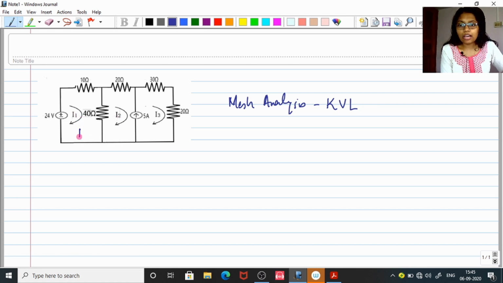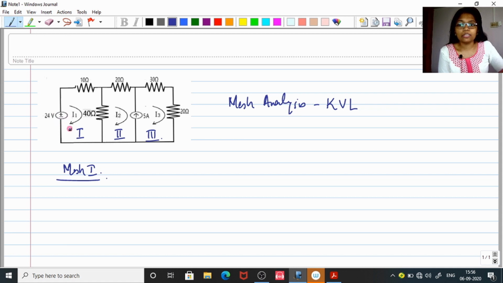So let me mark this as mesh 1, mesh 2 and mesh 3. So let us start writing the KVL equation of mesh 1. It is got by following the current path, which means here current I1 is flowing in a clockwise manner and it hits the negative terminal of the battery, which means we have to write positive. If we are meeting a negative terminal, just go for a positive. If we are meeting a positive terminal, go for a negative.